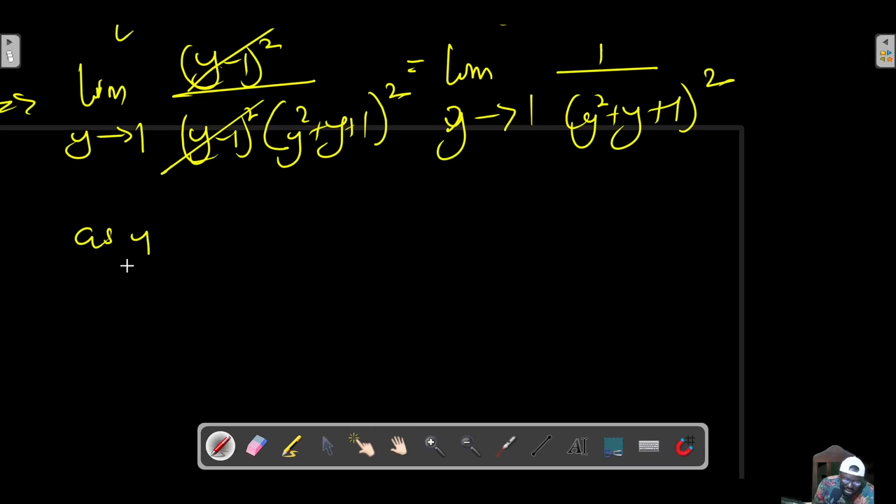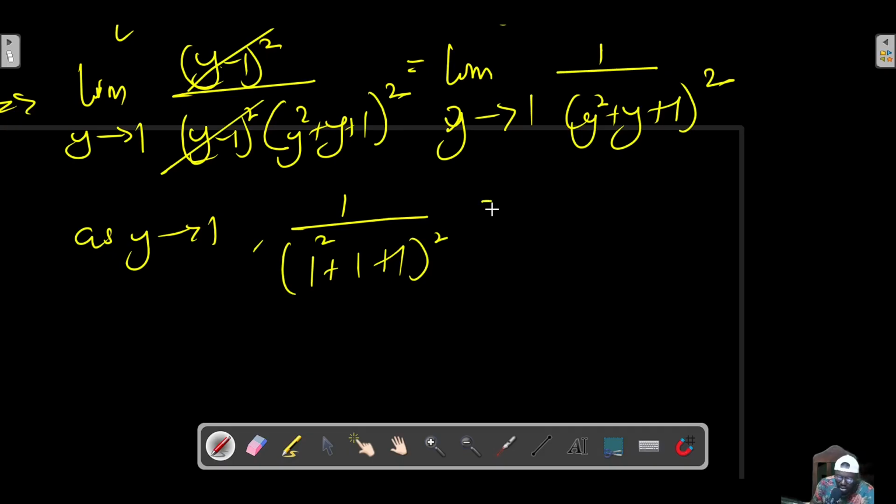So as y is approaching 1, what do we have? 1 over 1 squared plus 1 plus 1, all squared. So 1 plus 1 plus 1 is 3. 3 squared is 9. So our answer is 1 over 9.